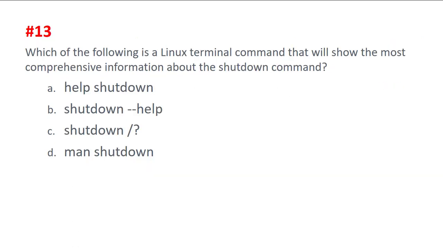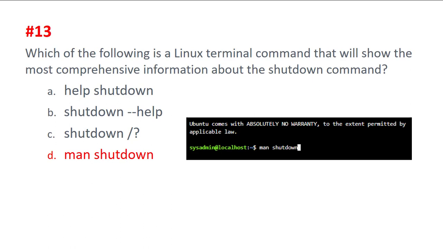Let's look at question number 13 now. Which of the following is a Linux terminal command that will show the most comprehensive information about the shutdown command? Now, here we want to know what utility, what tool, what command can we use to get the most comprehensive information, not about just the shutdown command, but any, and that would be referring to the manuals. The man page, short for manual page, is a form of software documentation that's usually found on our Linux operating systems. You as a user can invoke this man page by using the man command and then the name of whatever command you're wanting to know more about.